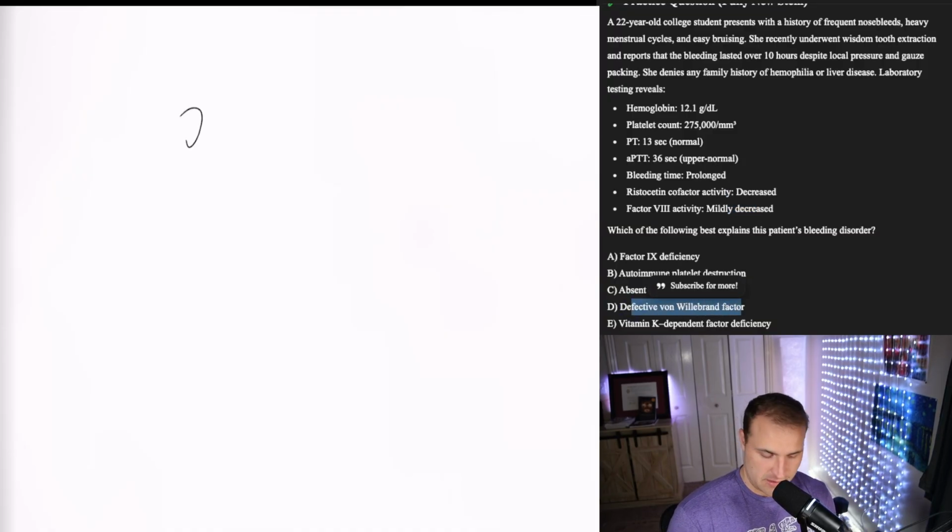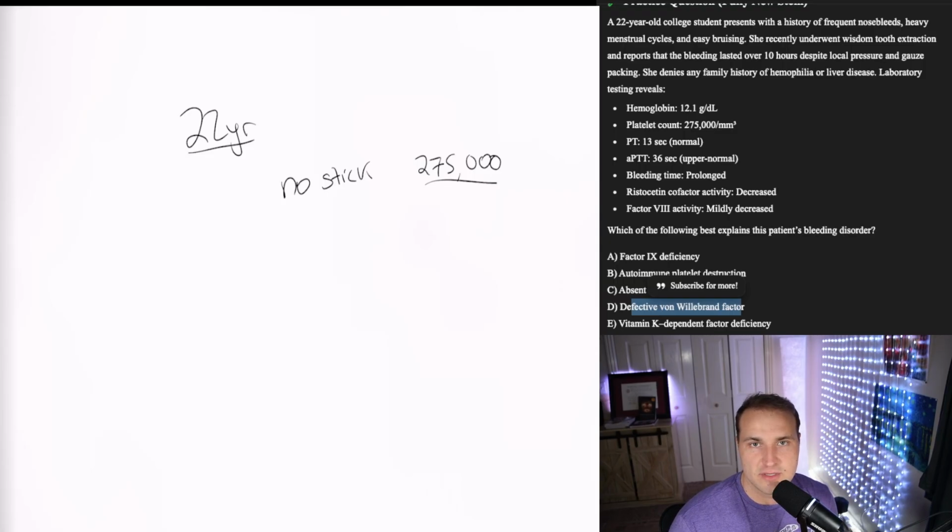Now, the problem with our 22-year-old college student is she has enough platelets. Like that platelet count is just fine. They're just not sticking properly. So they're no stick, but they're all the way up there in a good range. They just don't work. There's an increased bleeding time, and that's classic for von Willebrand's disease because the platelets can't stick together, or rather they can't stick to the injured blood vessels.